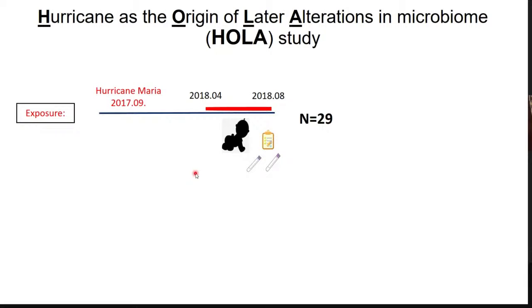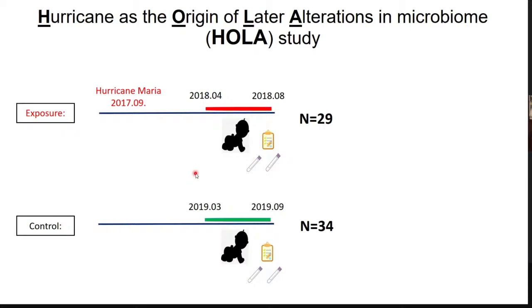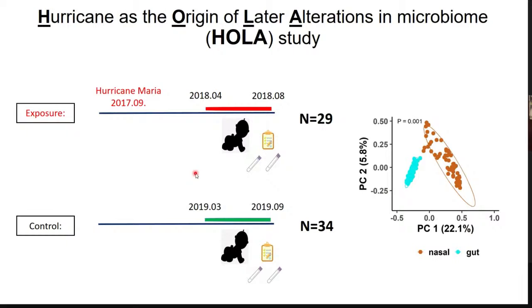In this study, we recruited infants who were exposed in utero to Hurricane Maria. The recruitment period was from April 2018 to August 2018, and we recruited 29 in total. Although this is a small number, we really appreciated all the families because the mothers were still overwhelmed with difficulty due to Maria. We also have a control cohort, which we recruited one year later in the same period. All the infants were conceived at least 5 months after Hurricane Maria to avoid any adverse exposures to the mother. We collected nasal samples and stool.